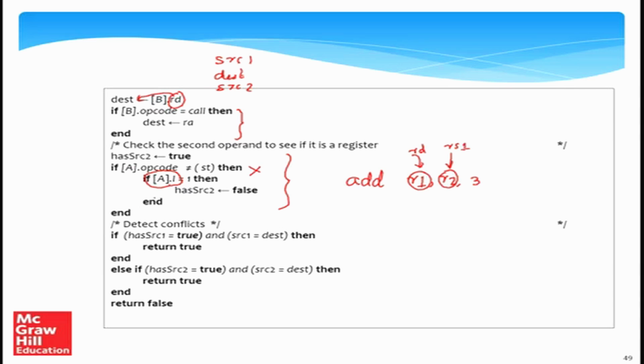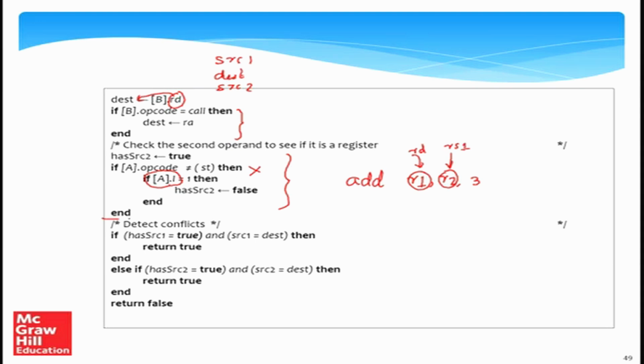What this part of the logic is trying to say is that if the instruction is not a store, which is special, and if a dot I is equal to 1, meaning it has an immediate operand, then it does not have a second register source, so has src2 is false.